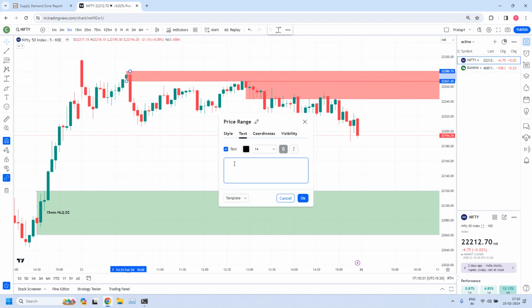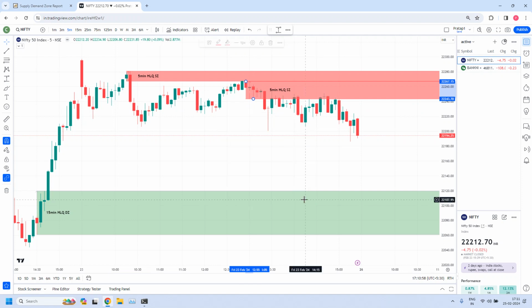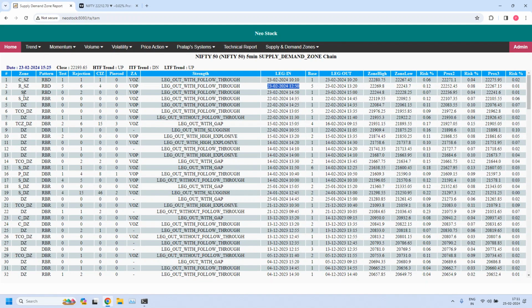So let me draw, let me write the text. This is a 5 minutes high liquidity supply zone. And even this one also, 5 minutes high liquidity supply zone. We have two 5 minutes high liquidity supply zones. Now, what is the most recently available supply zone to the current price?